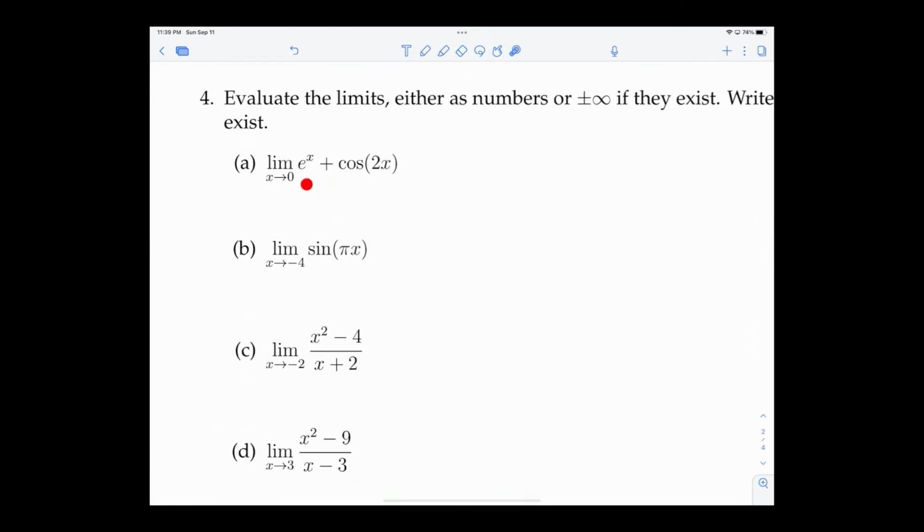Like for the first one here, there's nothing that stops you from plugging in x equals 0 when we do this limit as x goes to 0. Right? We don't have all those divide by 0 issues here. So you just plug in 0. So you just go e to the 0 plus cosine 0, which is 1 plus 1, so it's 2. Okay, that's what you do.